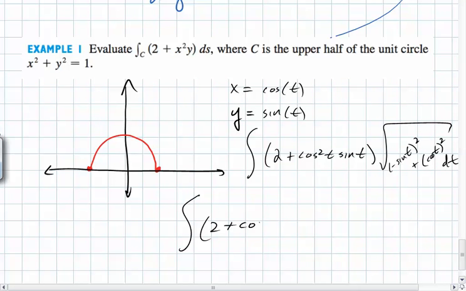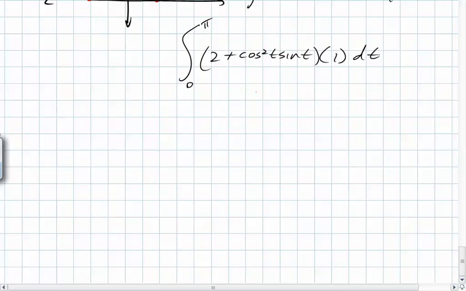So what does that simplify to? 2 plus cosine squared t sine t times 1 dt. Now getting back to what Nate was pointing out, we need to have limits, right? So what are we going from? Time equals 0 to time equals pi right over there. Kind of mirrors it nicely. If you had your calculator, you would use it, but what would you do? It's a u sub problem right here. It's nice and straightforward.